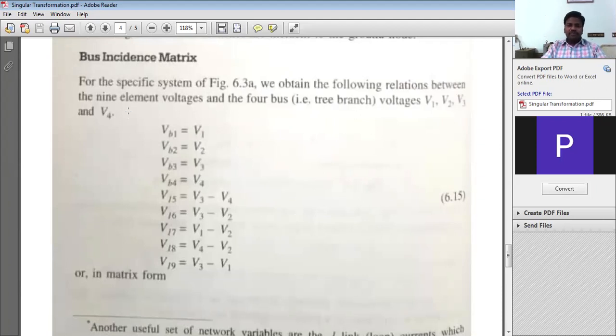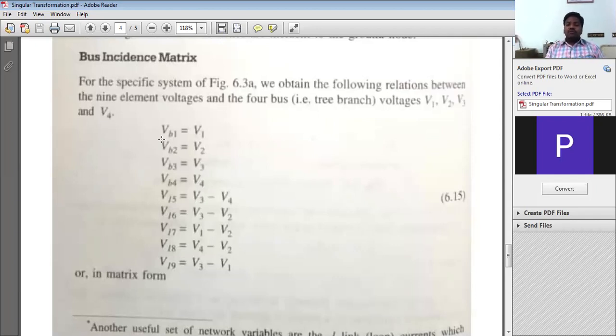So in this particular case, you are having 9 element voltages. 9 elements means 9 line segments have been connected between two specific nodes, node 1 and node 2, node 2 and node 3, node 4 and node 1, etc. You will have a total of four nodes, and including the reference node, you will have a total of 5 nodes. By excluding the reference node, you will have only 4 nodes. So those 4 node voltages I am considering here as V1, V2, V3, V4, by excluding the reference node.